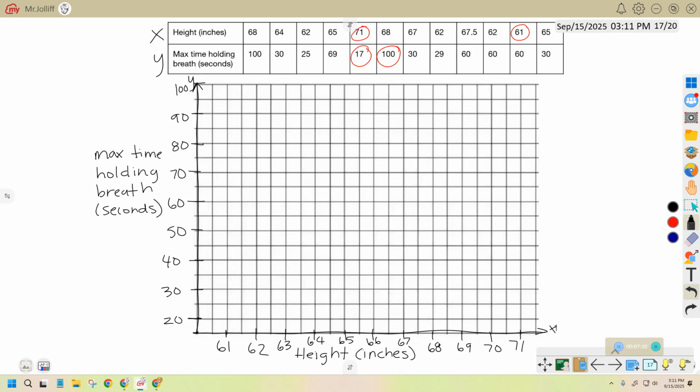And 17 is going to be between the bottom and 20. So it'll just barely fit in there as a little bit less than 20.